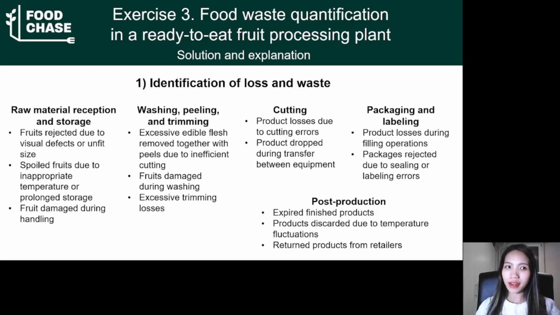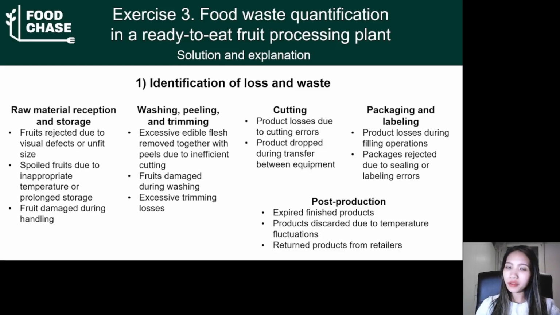The first operation is raw material reception and storage. The waste and loss could be fruit rejected due to visual defect or unfit size. Since the processing plant processes the food with an automated machine, the fruit must have a certain standard. So unfit size could also be a cause of waste. Spoiled fruit due to inappropriate temperature or prolonged storage, and fruit damage during handling. This is a kind of physical damage.